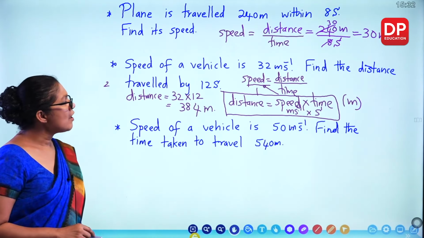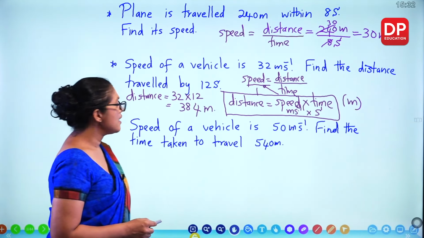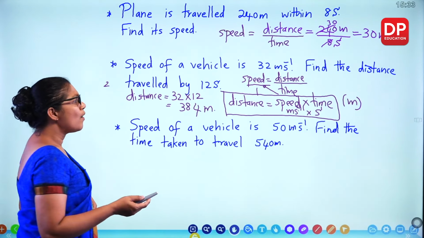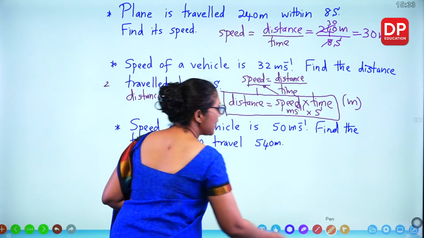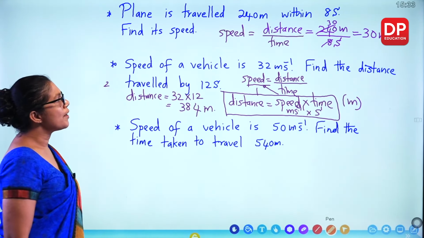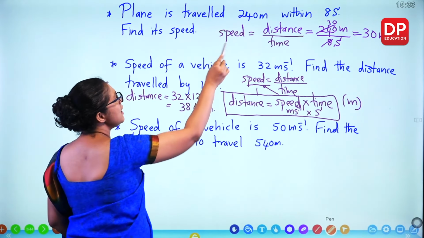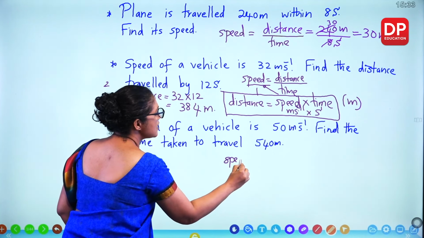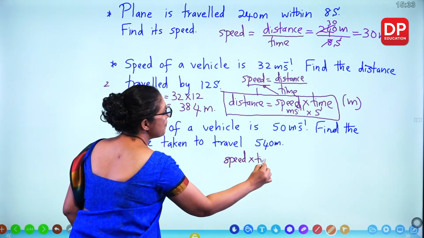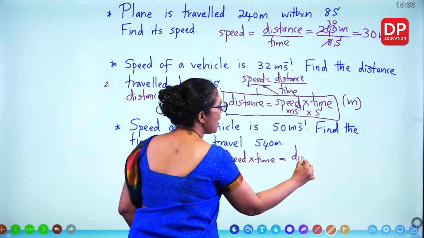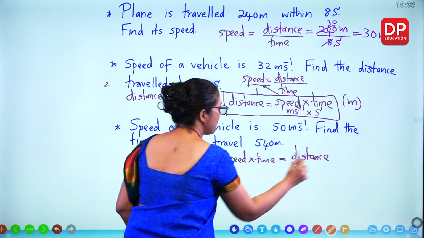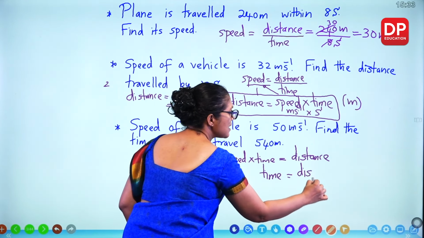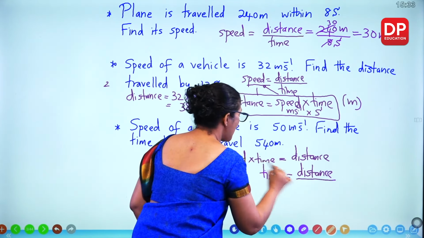Now we'll take this one. It says the speed of a vehicle is 50 meters per second. Find the time taken to travel 540 meters. Now we need to make time the subject of the formula. When you take the speed formula, you can cross multiply. So here I can write speed times time is equal to distance. Now I want to find time. What is time then? Time is equal to distance divided by speed.